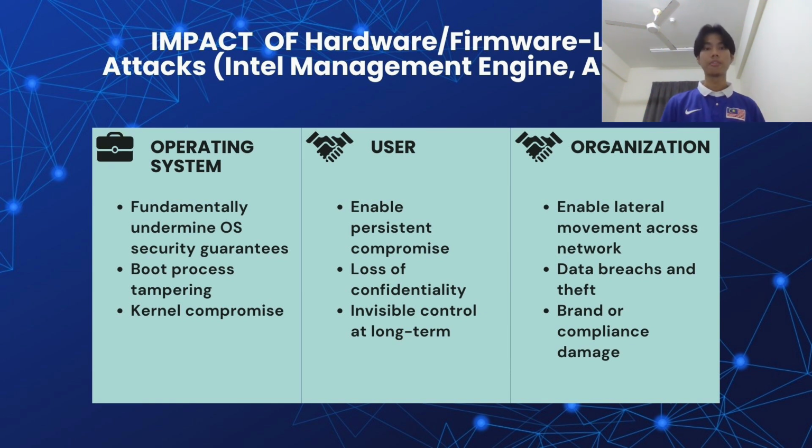For organizations, firmware compromise enables lateral movement across the network, allowing attackers to spread from one system to another. This can result in large-scale data breach and theft, operational disruption, and long-term hidden access. Ultimately, such an attack can cause serious brand damage and compliance violations due to loss of customer trust and failure to meet security regulations.